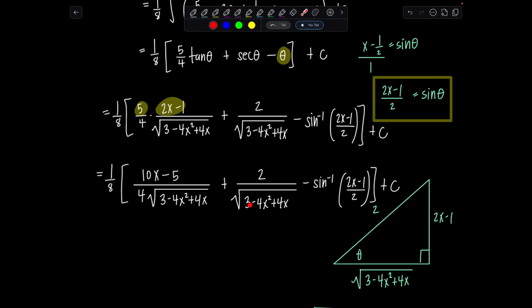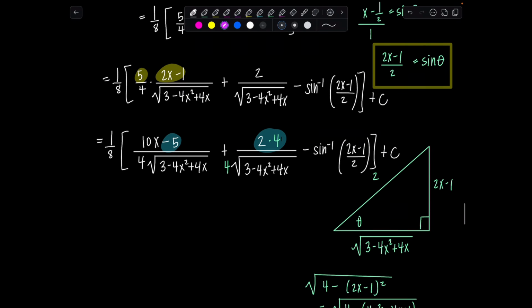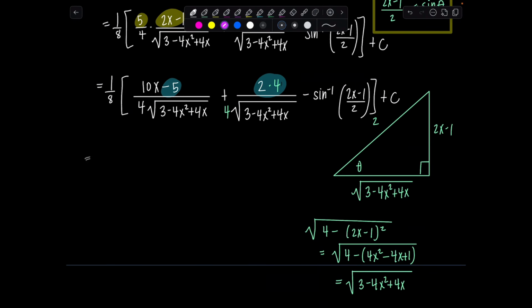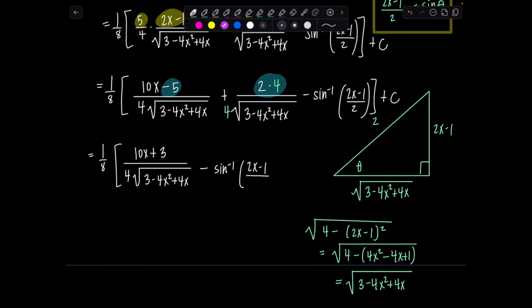Oh, I can get common denominators pretty easily. Let's do it. Multiply by 4. Multiply by 4. So now this is 8. 8 minus 5 is 3. Okay, we ought to combine those. Don't you agree? Yes, Professor V. So now we'll have 1/8 times 10x plus 3 over 4 times the square root of 3 minus 4x squared plus 4x minus sine inverse 2x minus 1 over 2 plus c.